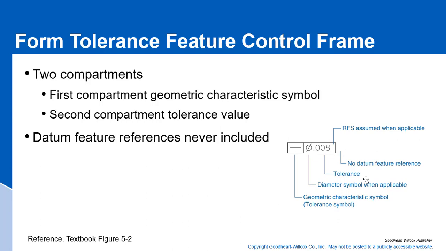It looks just like this, where we'll have the geometric characteristic, we'll have a diameter symbol only when applicable, and then we'll have the tolerance here, and form tolerances again have no datum feature references. And then, of course, per rule number 2, RFS is always assumed when it's applicable. Okay, so geometric characteristic, diametral symbol only when it's applicable, RFS assumed when it's applicable, and definitely no datum feature references.